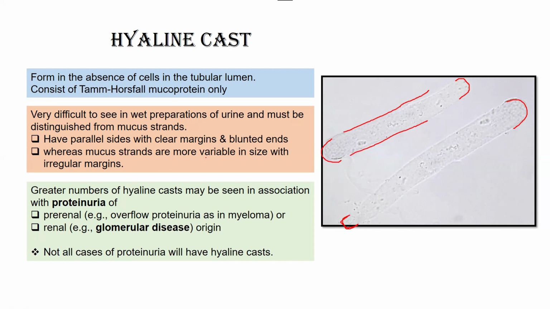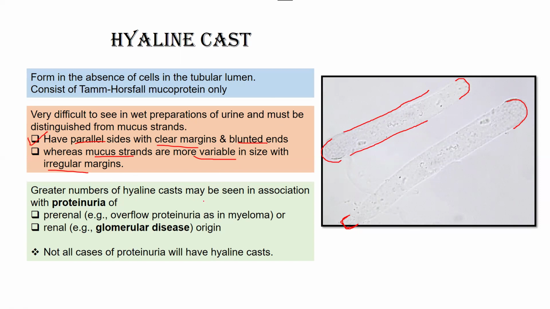Whereas mucus strands are more variable in size and have irregular margins. So the difference point is that hyaline casts have clear margins, parallel sides, and blunted ends, but mucus strands are variable in size and have irregular margins. Students often confuse these two when they observe them under the slide, but you should remember this difference and differentiate the two.